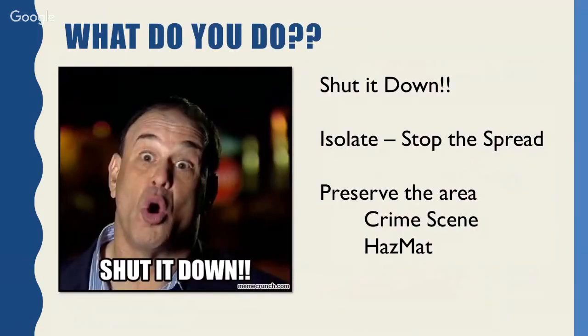So what do you do if you either have an incident or a threat that you're aware of? First thing I would do is shut it down. You need to try and stop the spread. So isolate your system and shut down any flow going to other areas.